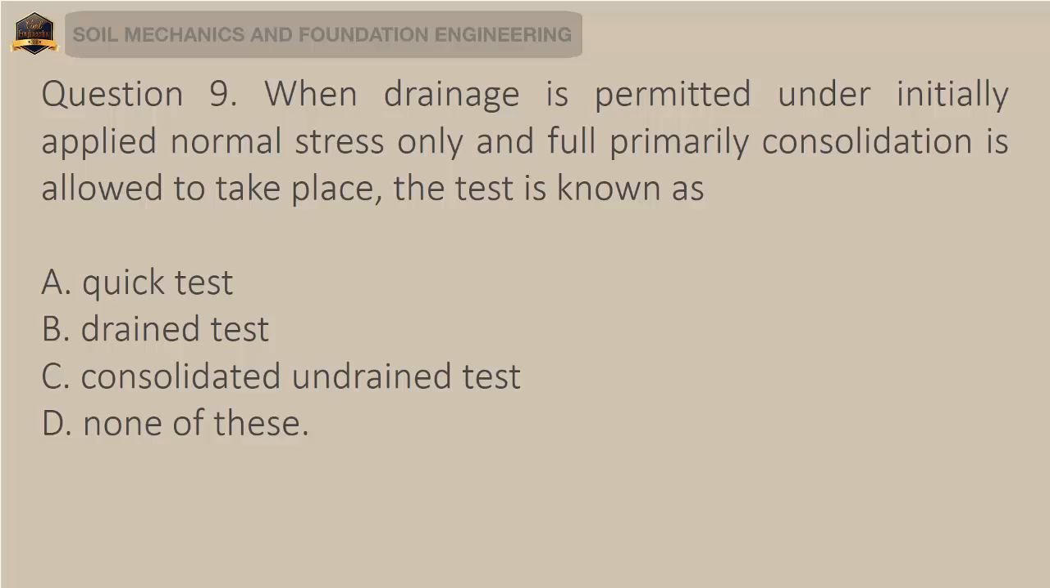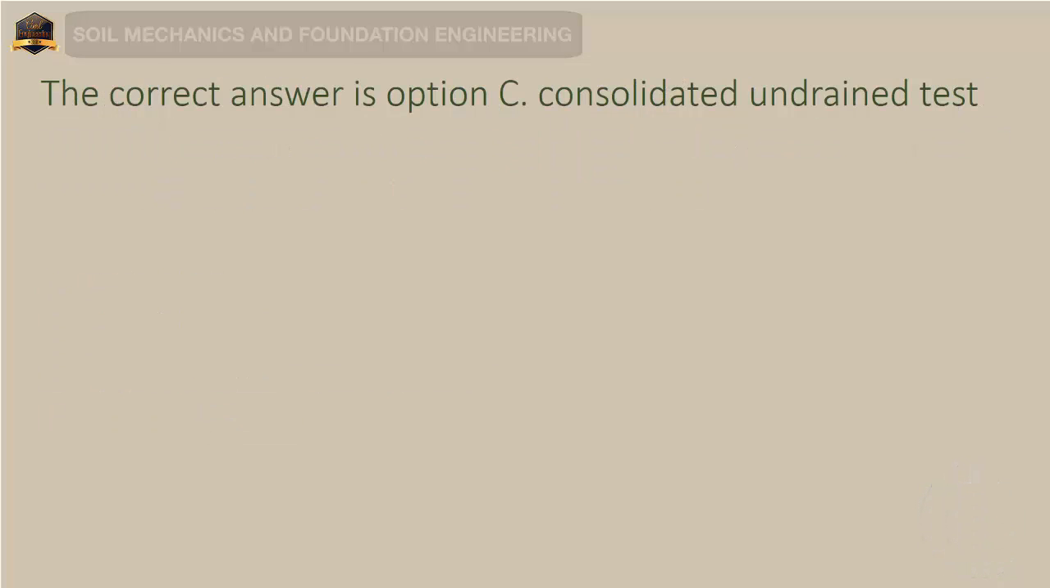Question 9. When drainage is permitted under initially applied normal stress only and full primary consolidation is allowed to take place, the test is known as A. Quick test. B. Drained test. C. Consolidated undrained test. D. None of these. The correct answer is option C. Consolidated undrained test.